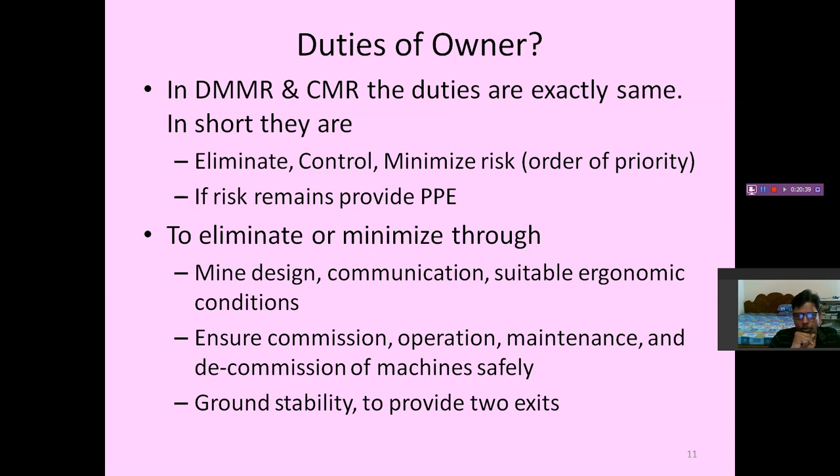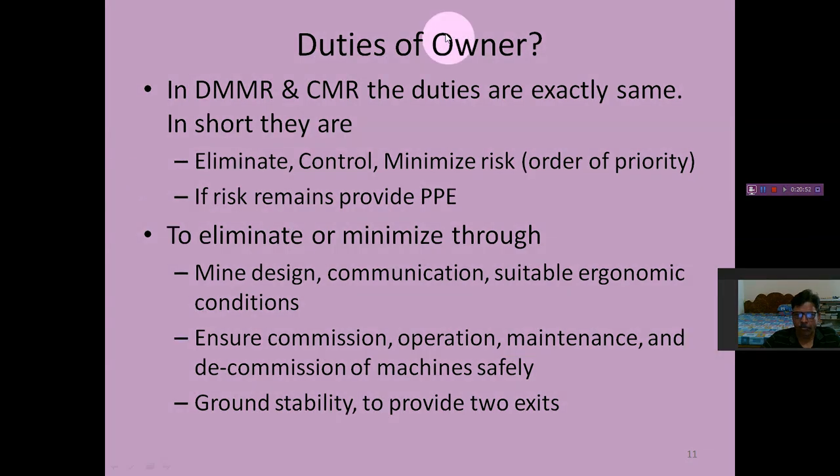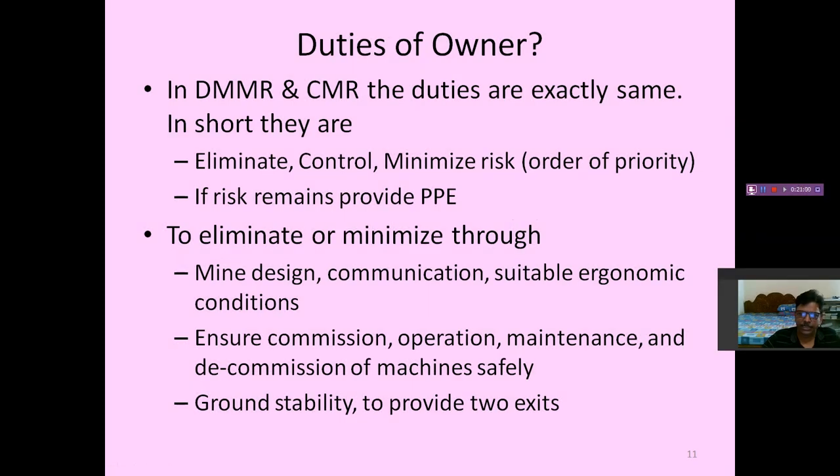Control how? Now, the snake example will not work. If it is still flaring, you have to reduce it. Then minimize the risk. This is the order of priority, and you can expect some questions from our internal exam, and probably if DGMS likes, he can ask here also.